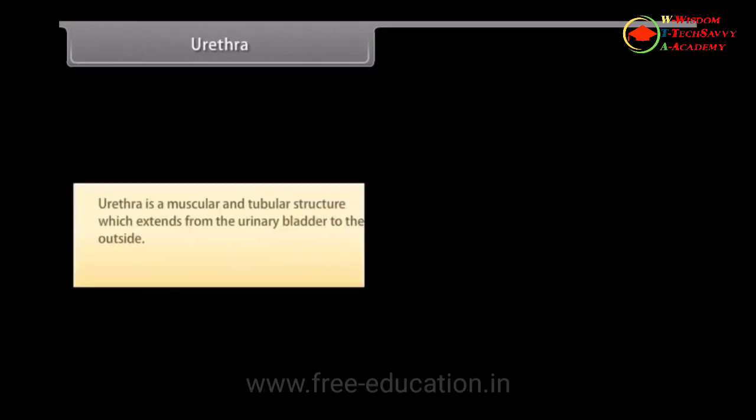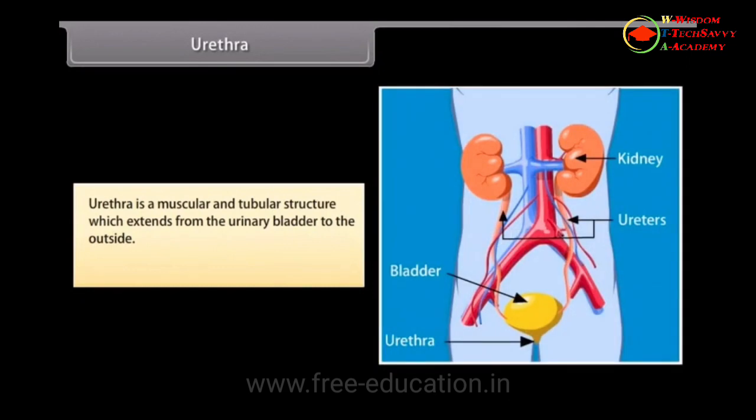Urethra. Urethra is a muscular and tubular structure which extends from the urinary bladder to the outside. Urethra carries the urine to outside the body.